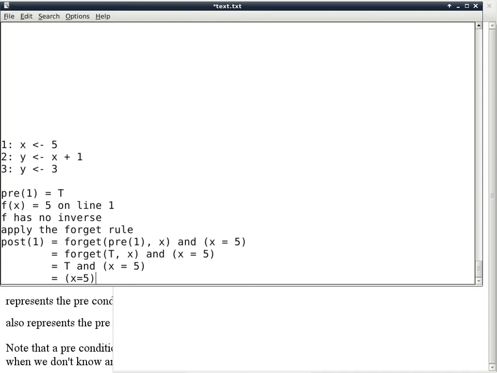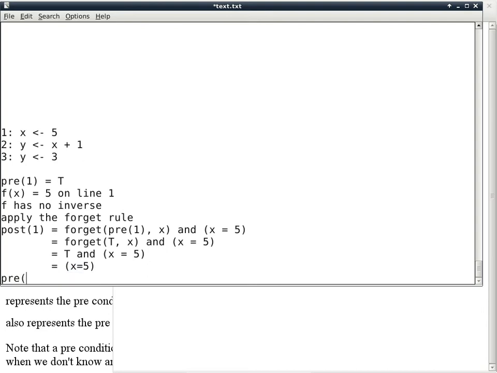So post 1, forget pre1, and then x. For post 1, we have to forget the pre1, right? We are looking through pre1, and then we have to forget all the components that mention x. But since pre1 is just an expression true, it does not mention anything about x, so we get to keep the entire expression, which is just true. Okay. And then we simplify true and whatever to whatever, because true is the identity of conjunction.